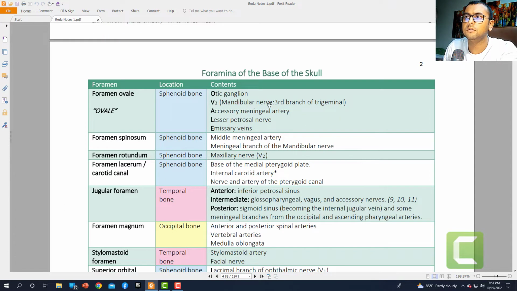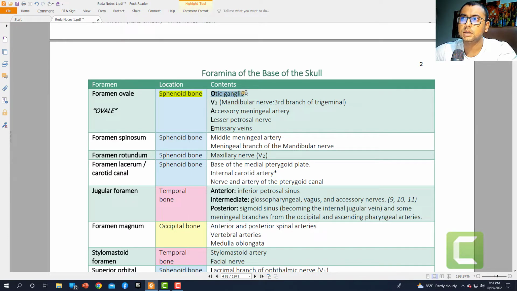First, that is the foramina of the base of the skull. There is a mnemonic about oval, OVLE. So you must know very clearly what structures go through the foramina of the base of the skull. The foramen ovale is present in the sphenoid bone. So what are the structures?